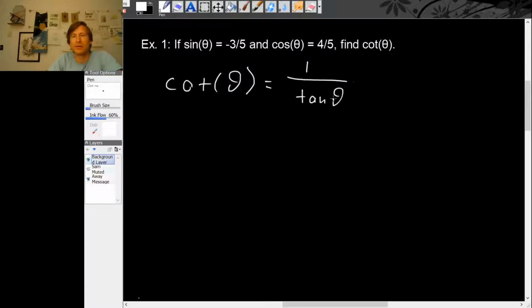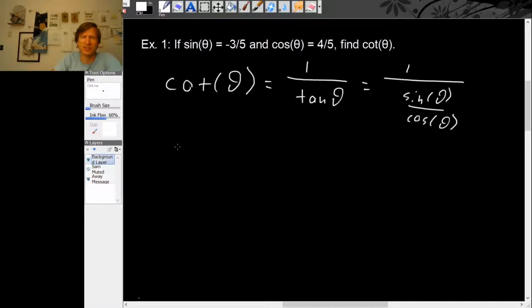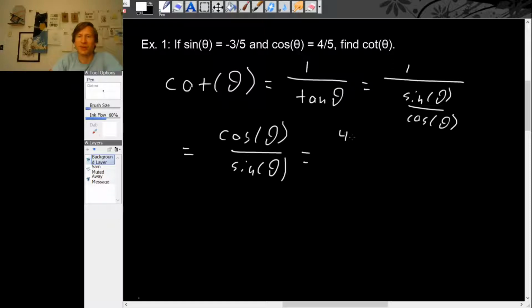All right, well, that doesn't help immediately because we only know about sine and cosine, but now that we have a tangent, you'll remember, oh wait, tangent you can write in terms of sine and cosine. Tangent is sine theta over cosine theta. It's a little bit annoying to have a fraction in the denominator of a fraction, but we can clean that up. So this is the reciprocal of sine over cosine. That's cosine theta over sine theta. And now that we have cosine and sine, we can use the values that we have. So cosine is 4 over 5.